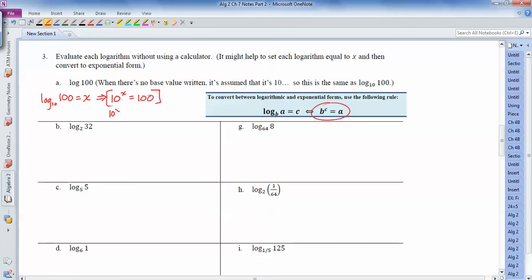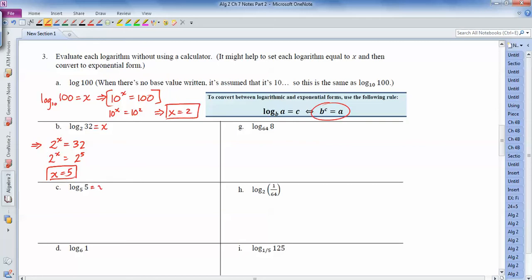Well, 10 to the x is 100. That's 10 squared. So since the bases are the same, 10 and 10, then we know x has to be 2. Okay. Let's try it with this next one. If I set this thing equal to x, then I've got 2 to the x equals 32 when I rearrange that. The base to the x is going to be the inside of the log. Well, 32 is the same thing as 2 to the 5th. So then that means x is going to be 5.